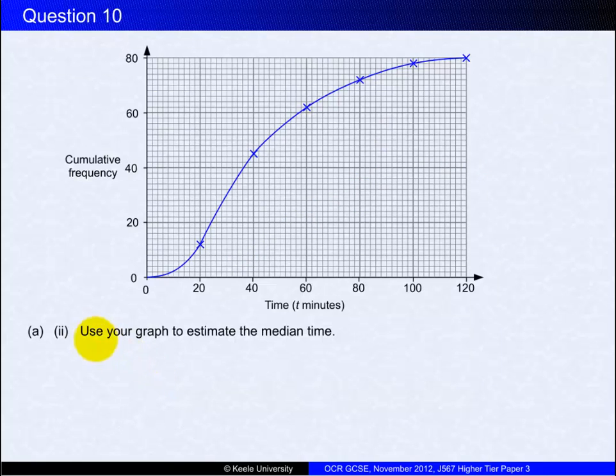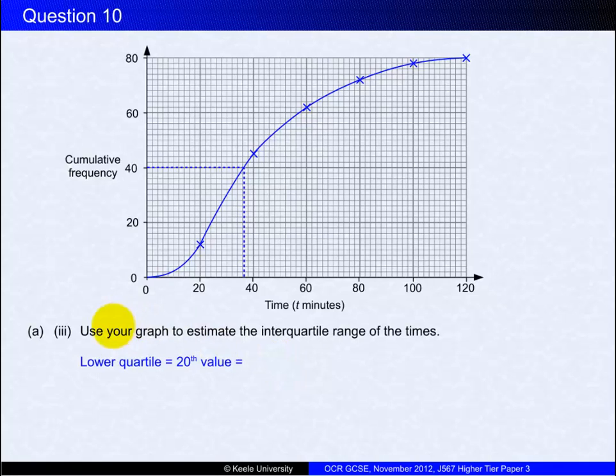Part 2. Use your graph to estimate the median time. With a total frequency of 80, we can take the median to be the 40th value, half of 80. So we find 40 on the cumulative frequency axis, draw a line across, and then a line down. Again, on this scale, each little square represents 2, so we're 2 little squares below 40, so that will be 36 minutes.